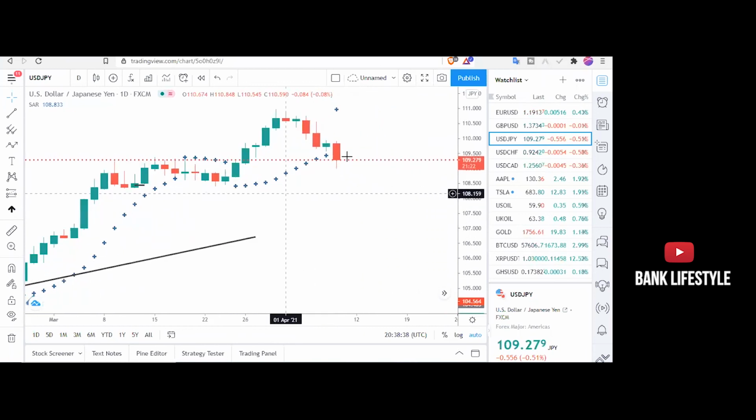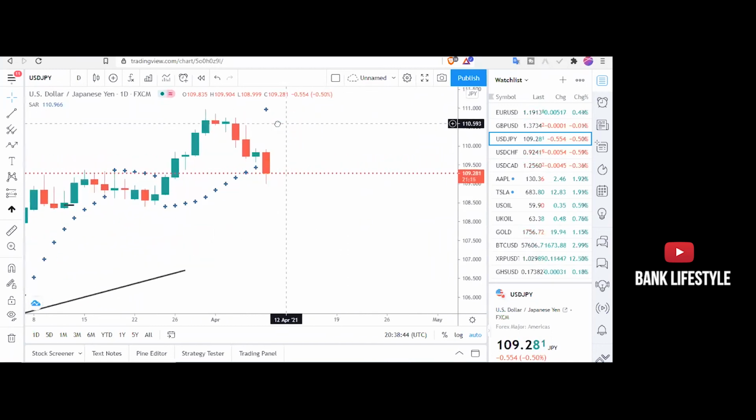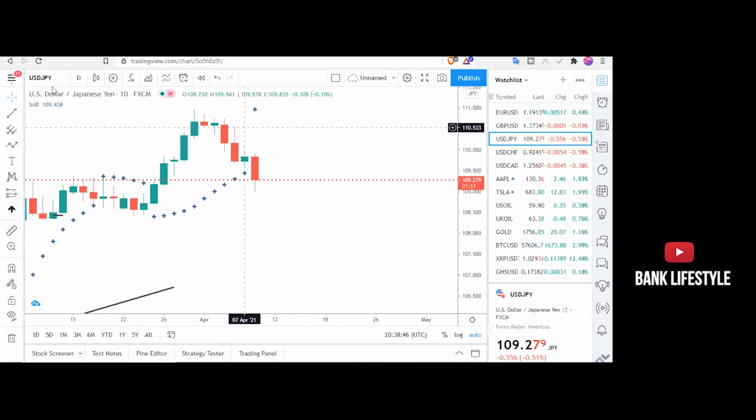And here, you see the parabolic has formed up here again, right? So within next week or within the week, this is USDJPY. You should be expecting the price to move downward or sideways since the parabolic is up over here. That means it could be pushing the USDJPY towards a downward direction.